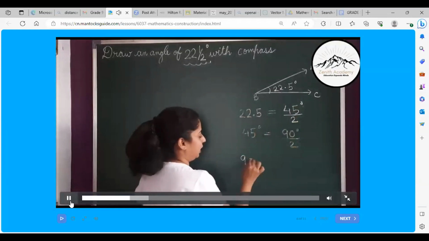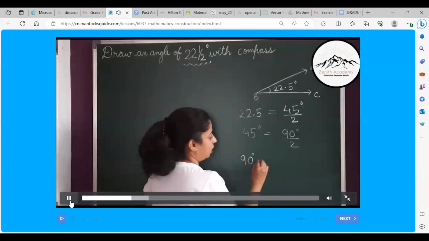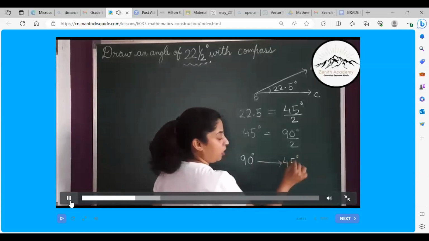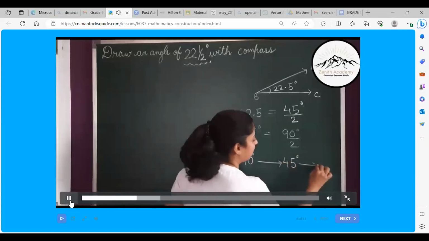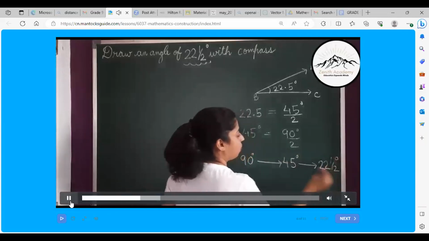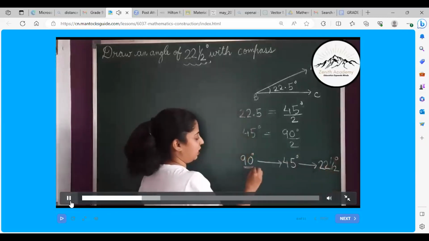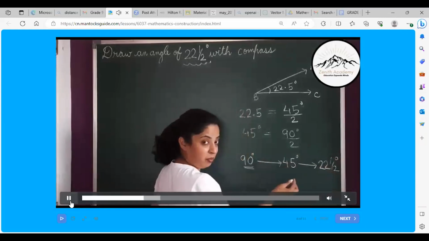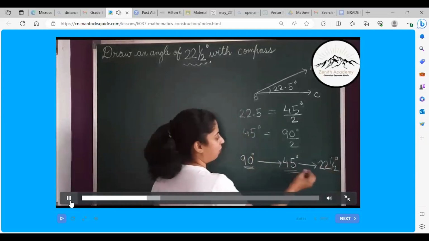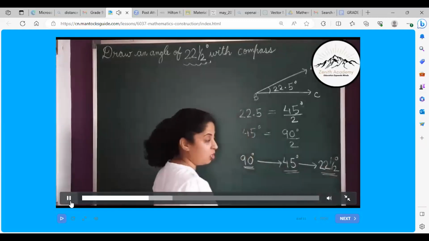So first you will have to draw a 90 degree angle. Then you have to bisect it and make 45 degree. Then again you have to bisect it and make 22.5 degree. So remember this, make a 90 degree, then bisect it means divide the angle. So half of 90 is 45 and half of 45 is 22.5.